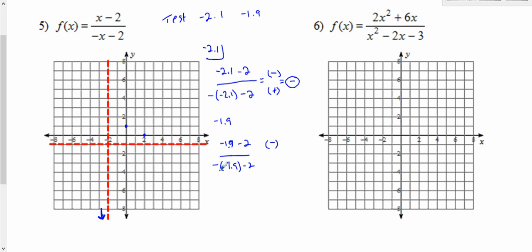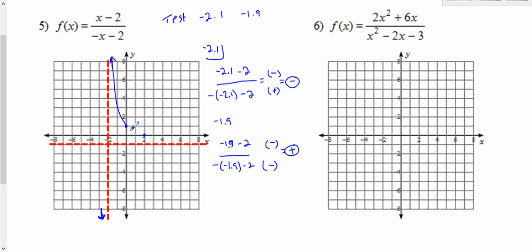Here this converts to positive 1.9 minus 2, which is negative. And two negatives will make a positive. So at negative 1.9, which is to the right of this asymptote, I am going to positive infinity. So now over here on the right hand side, I am ready to graph. I'm going to go down from the arrow. I will go down towards the horizontal asymptote.